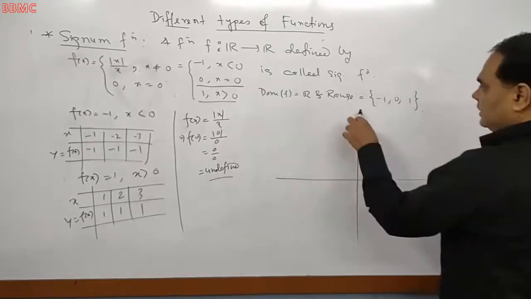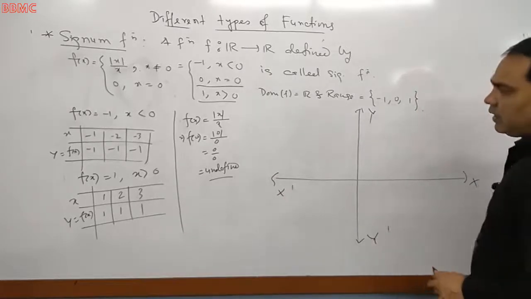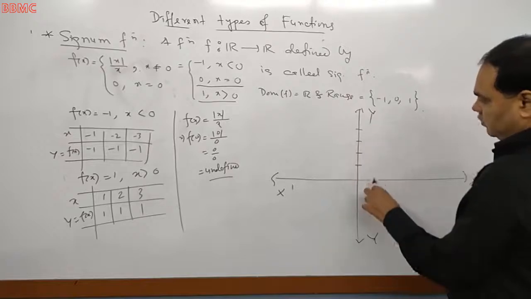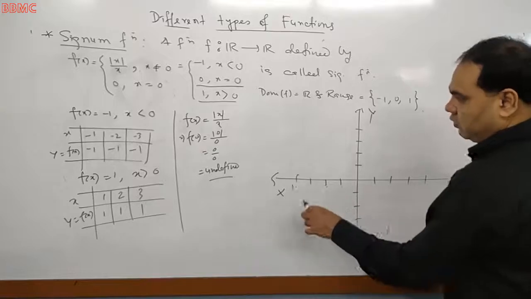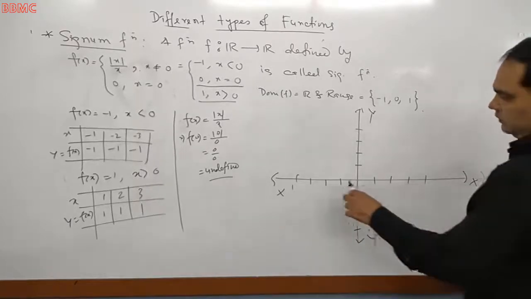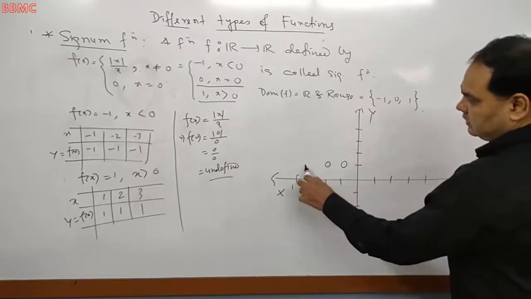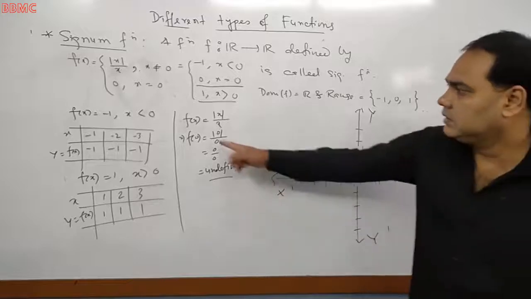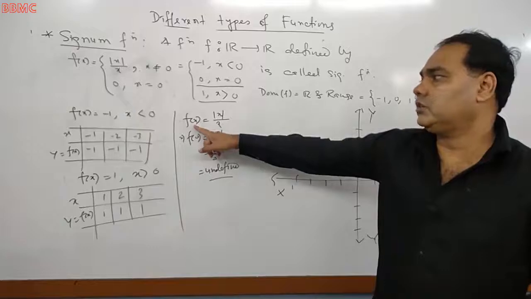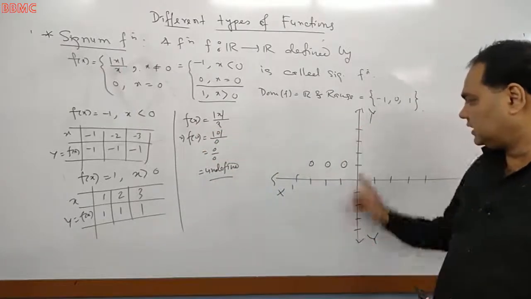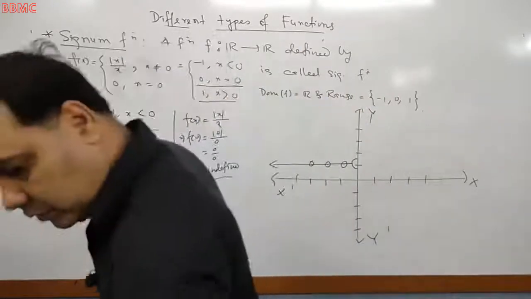Therefore, let's draw the graph. This is x, this is y. So 1, 2, 3, 4 on each axis. So -1, 1; -2, 1; -3, 1. Now see, f(0) is equal to 0 by 0, undefined. I am putting x equal to 0, and x equal to 0 means this is the y-axis, this is the red light. You cannot touch it. Very sorry, very sorry.